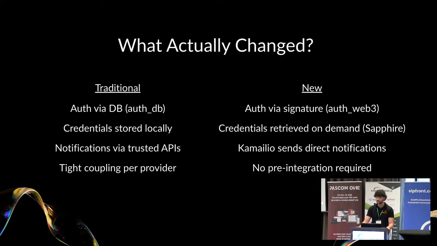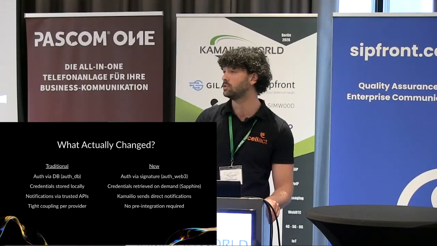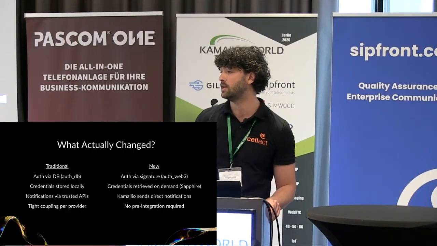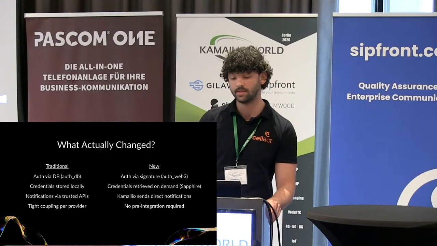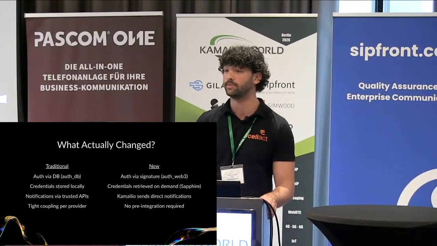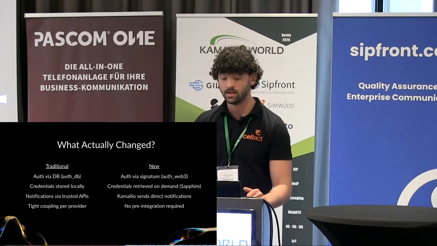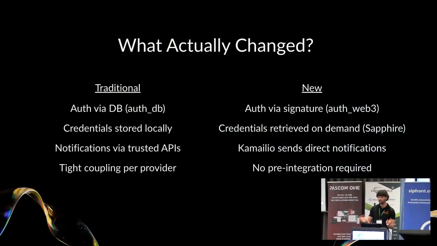Let me do a small recap of what actually changed from the traditional way into the new way. In the traditional way, we had a local database that we needed to validate the user's authentication, whereas in the new way, we validate dynamically in a cryptographic way. In the traditional way, we had to store credentials and validate them on the remote API, whereas in the new way, we are retrieving them dynamically with this decentralized confidential cloud, and the Kamailio itself broadcasts the notification to the notification channel. So in the traditional way, we had tight coupling between all of these systems, and in the new way, there's no more coupling, so the integration becomes super easy to onboard new service providers or new integrators that want to enable services.